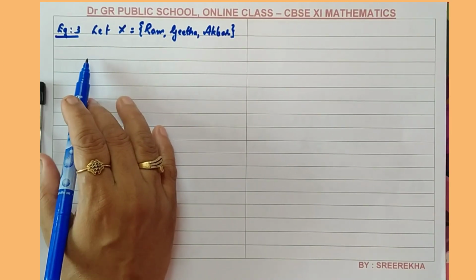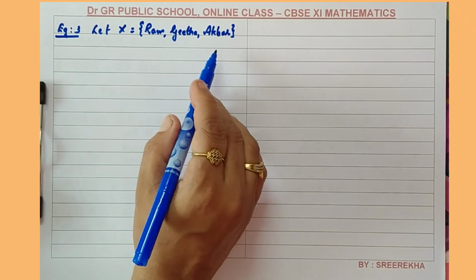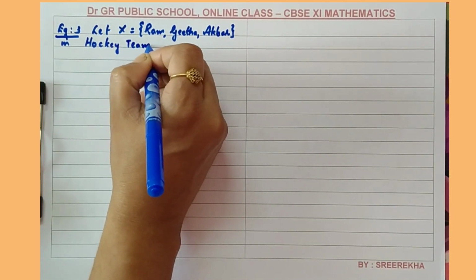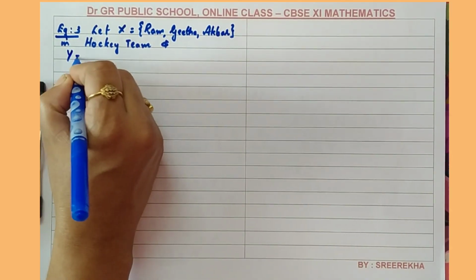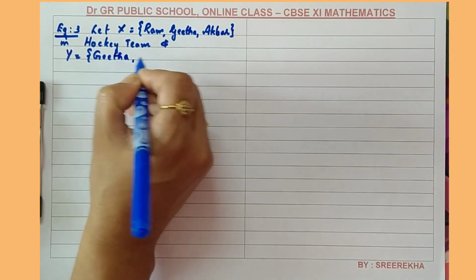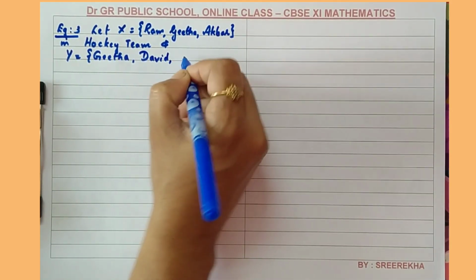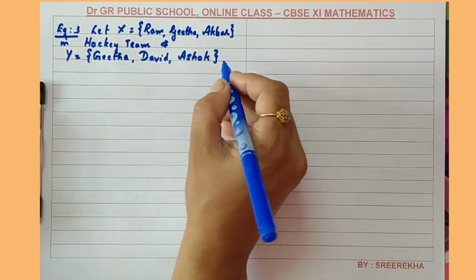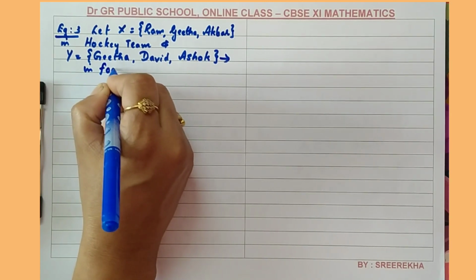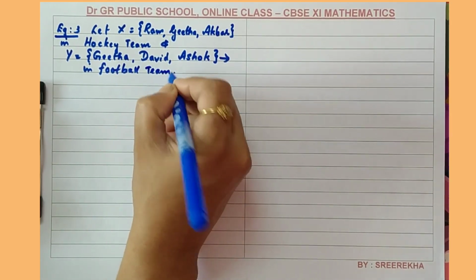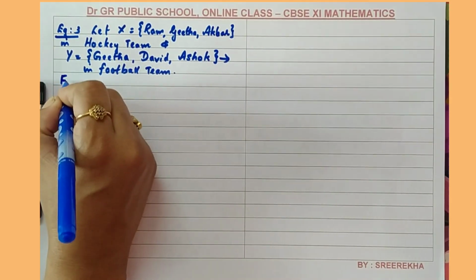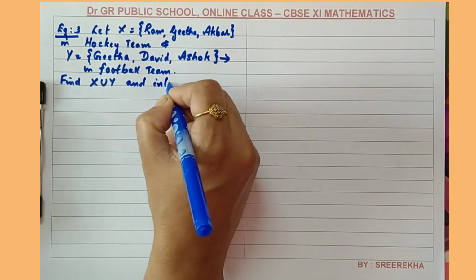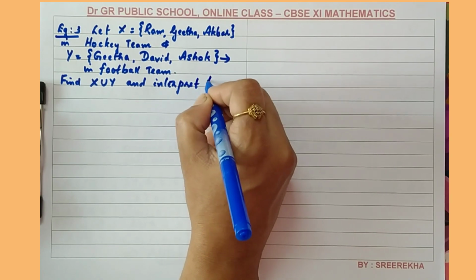Consider another example. Let X equal to the students Ram, Geeta and Akbar. They are the students in the school hockey team. And another group Y equals the set consisting of Geeta, David and Ashok. These three students are the set of the students who are in the football team. You are asked to find X union Y and interpret the set.